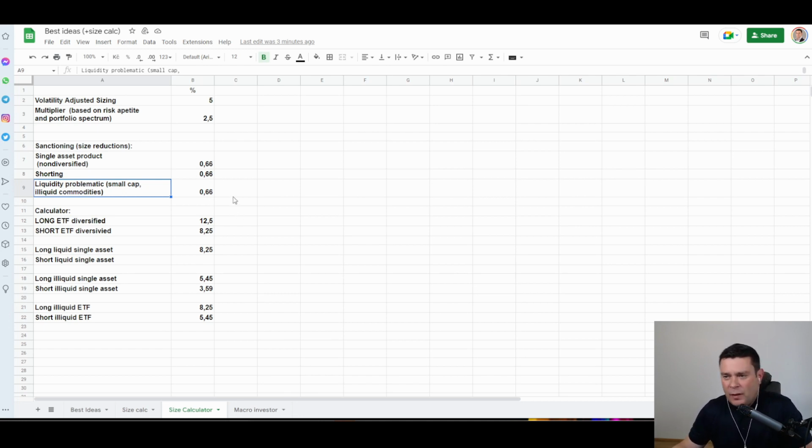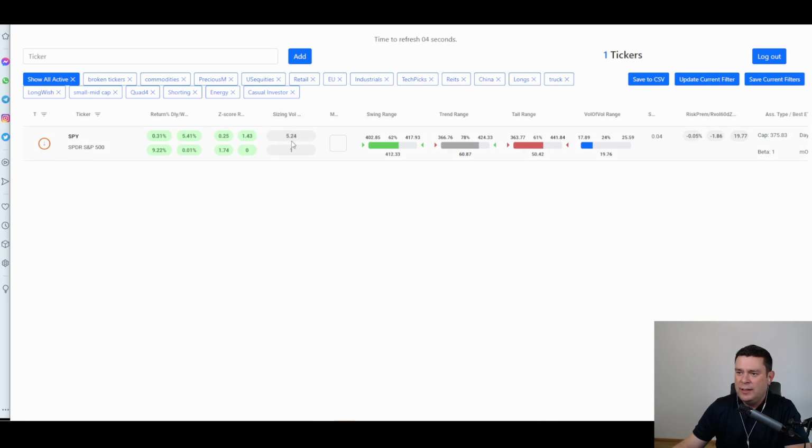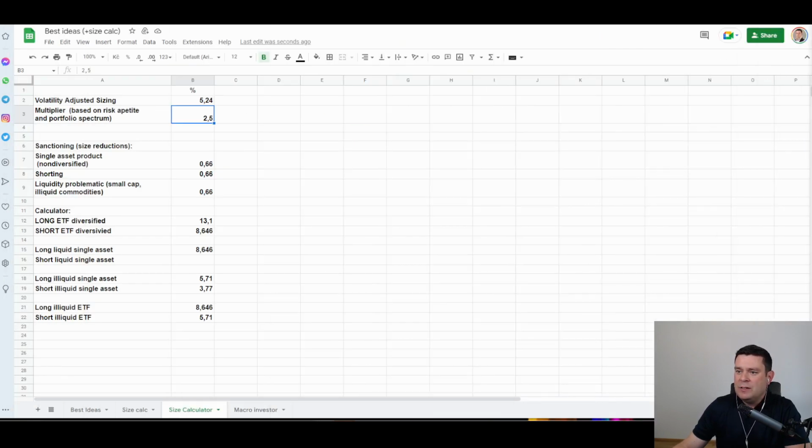So, for example, let's see, SPY is right now 5.24% size. This volatility adjusted size, you can see it right here, 5.24. So let's see what it calculates. So for a casual investor, it's times 2.5, and if you want to go short the ETF, your max size for this short would be 8.6%.